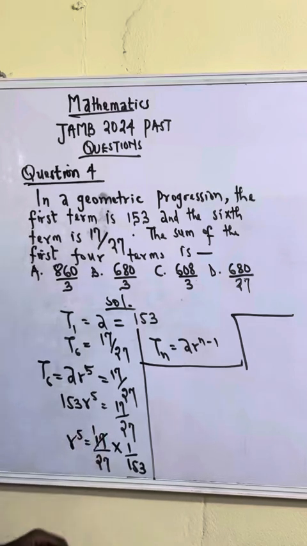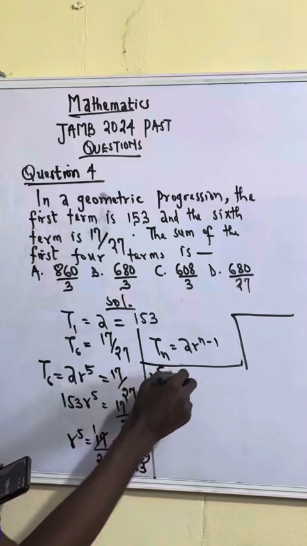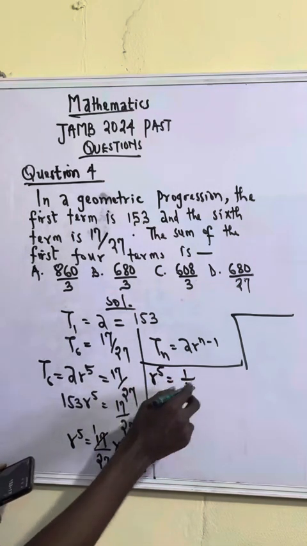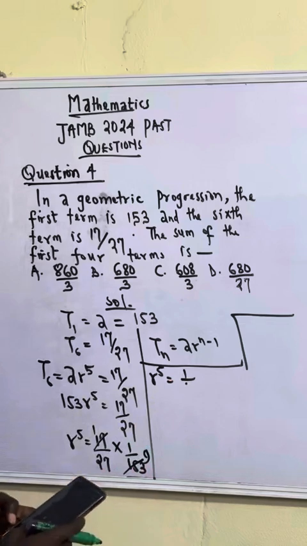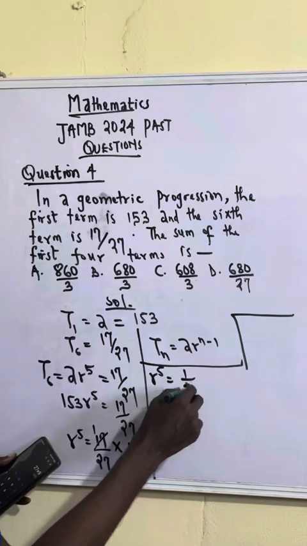So 17 here and 153, let's check how many times 17 can divide 153. 153 divided by 17 will give me 9. So we have 9 here. That means R raised to power 5 equals 1 all over 27 times 9, which is 243.